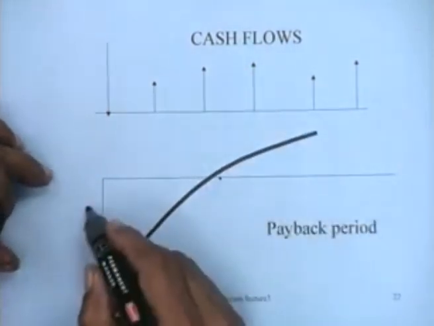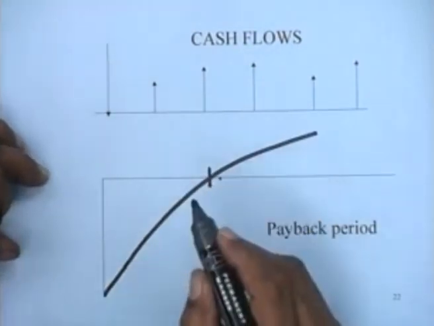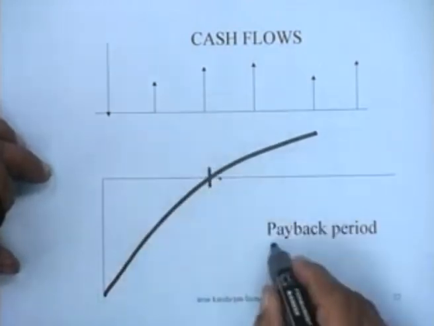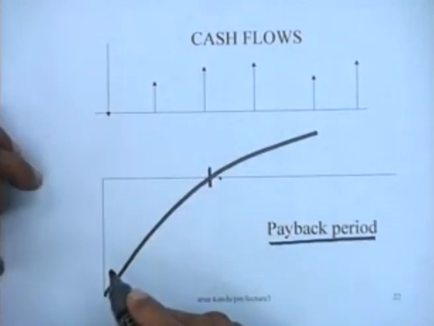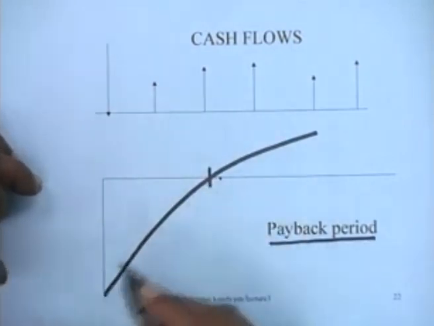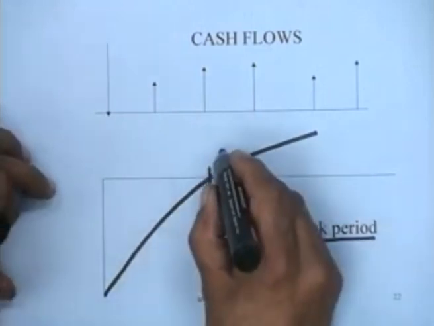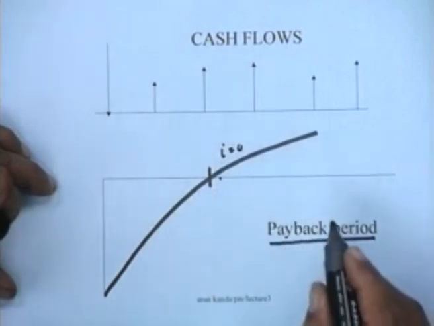So this is the unrecovered money and this is the time period. At this particular point of time you have been able to recover the entire money. This is known as the payback period. Let us say this could be the payback period for a certain value of I, say I is equal to 0, that is, this is the undiscounted payback period.